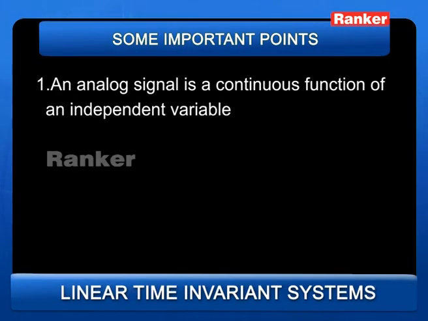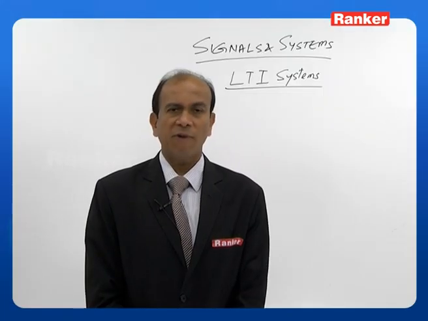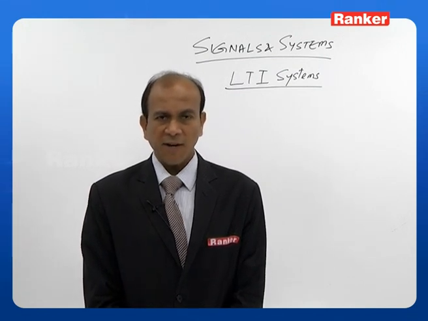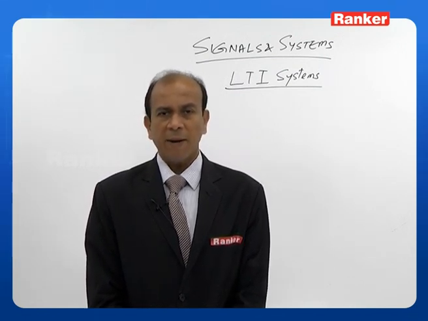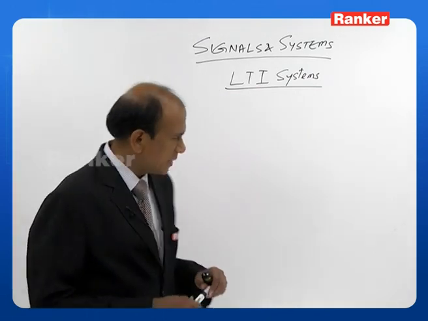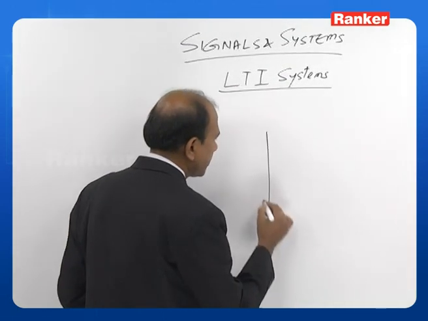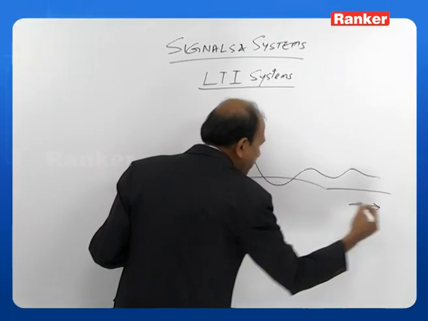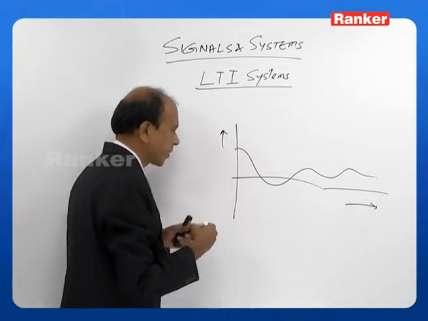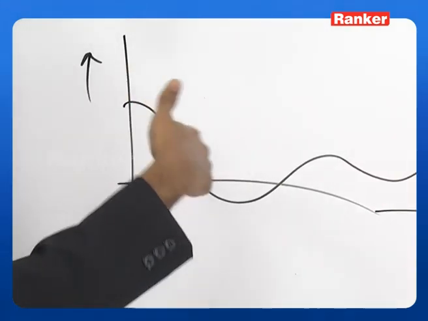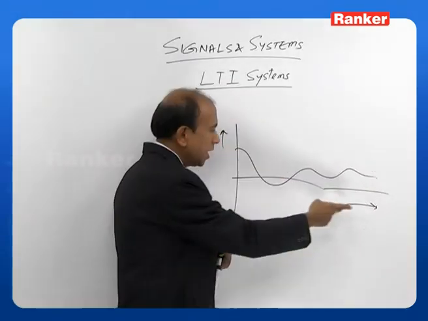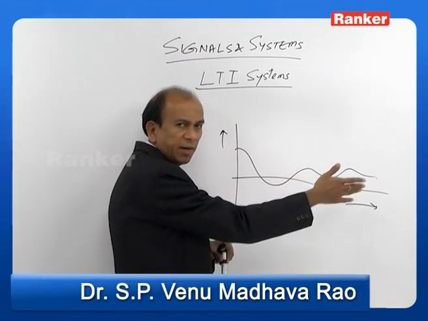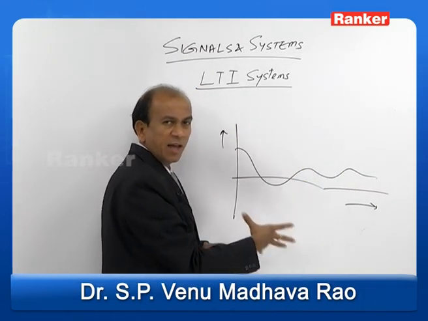First point: an analog signal is a continuous function of an independent variable. So how do you define an analog signal? It is defined as a continuous function of an independent variable. That means, let us say I have a system like this. This is an analog signal, a continuous function of an independent variable, some variable which we have yet to define. This is called an analog signal.